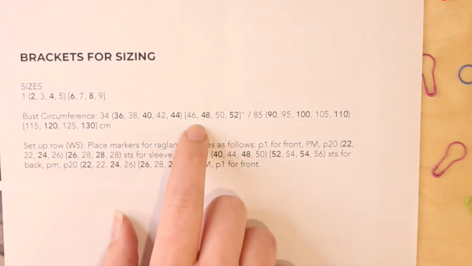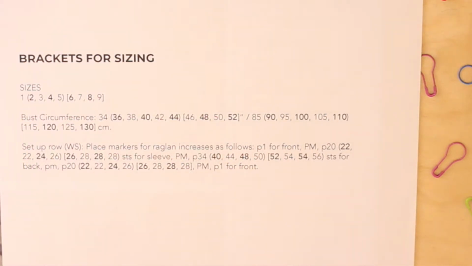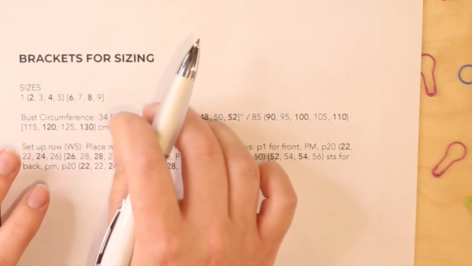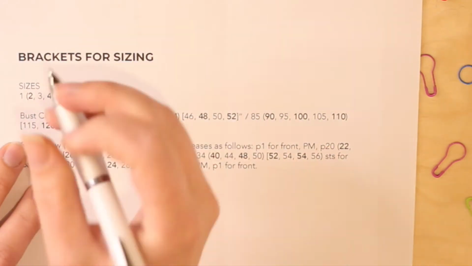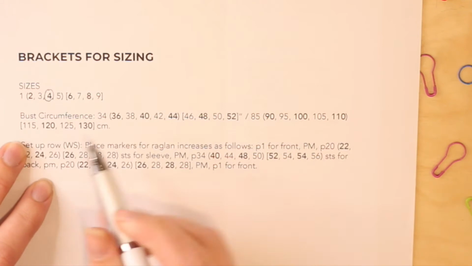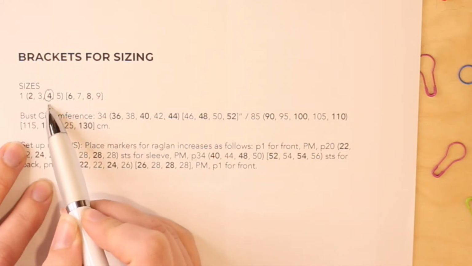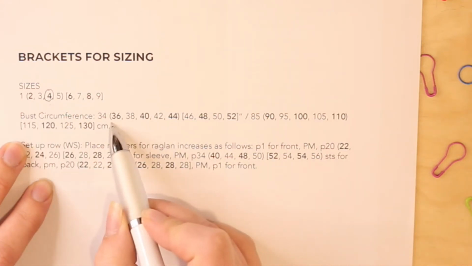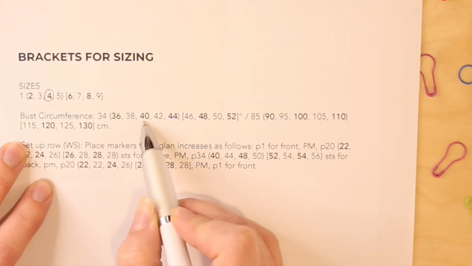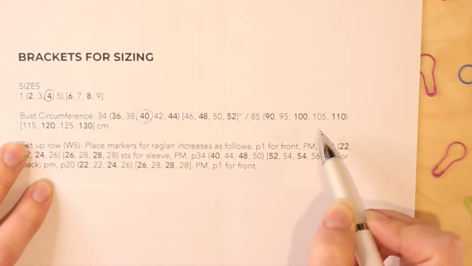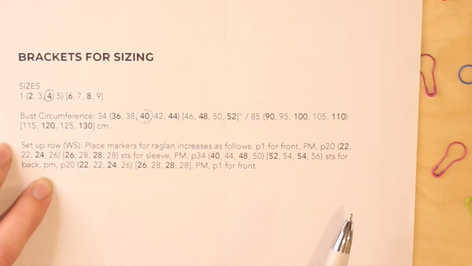So if you're looking at a particular size, if I'm making a jumper and I'm going to do size 4, I like to take a pen and circle them, and you know it's the third one in the first bracket, and you'll go through and find them for all the instructions you're looking at.